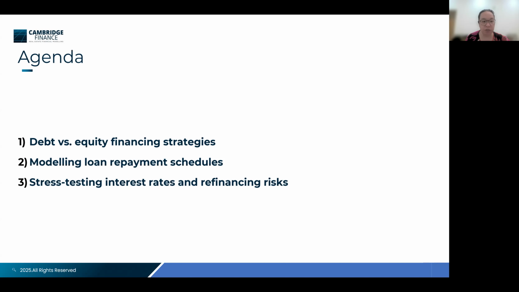Today we're going to talk about debt and equity financing strategies, pretty much the position of equity and debt, how we model loan repayment schedules from a financial modeling perspective, and then how we do stress testing and scenario management regarding interest rates and refinancing or repayment risk. So the idea is, on the exit, how are you going to exit this loan, and the risks associated with it.